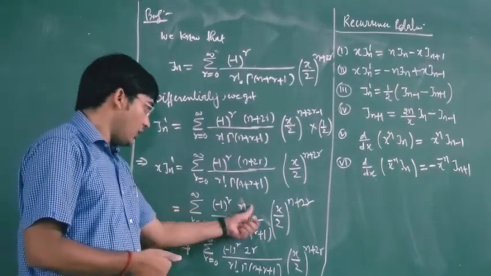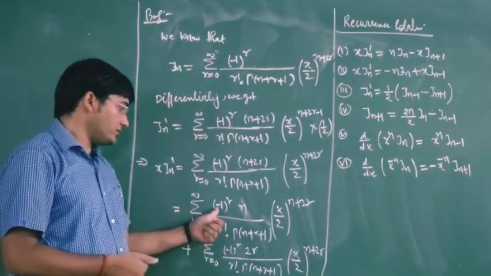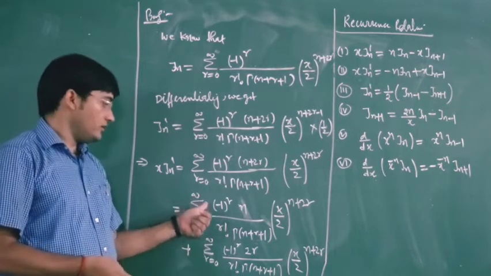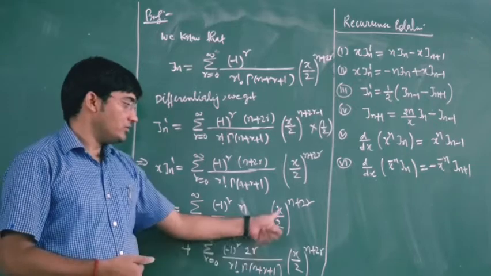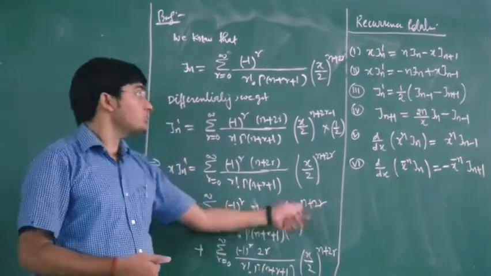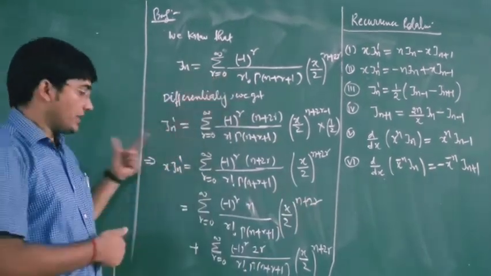Let us take this n outside. Then the bracket is summation r equal to 0 to infinity, minus 1 to power r, factorial r, gamma n plus r plus 1, into x upon 2 power n plus 2r, which is your Jn. So this bracket is Jn.